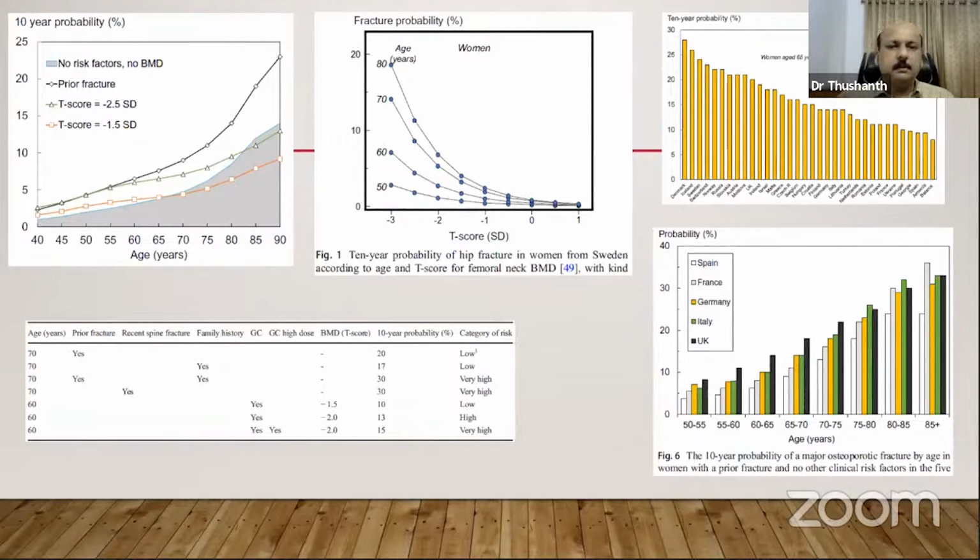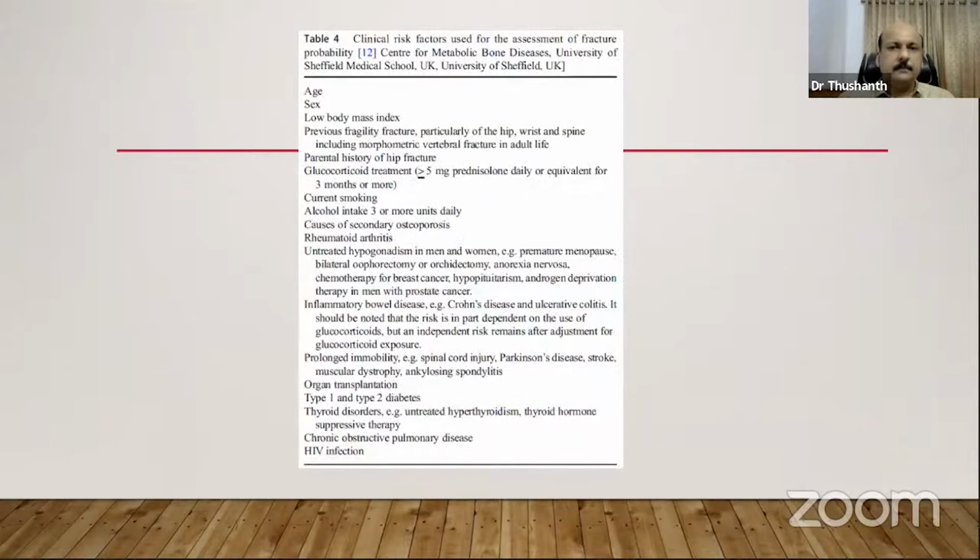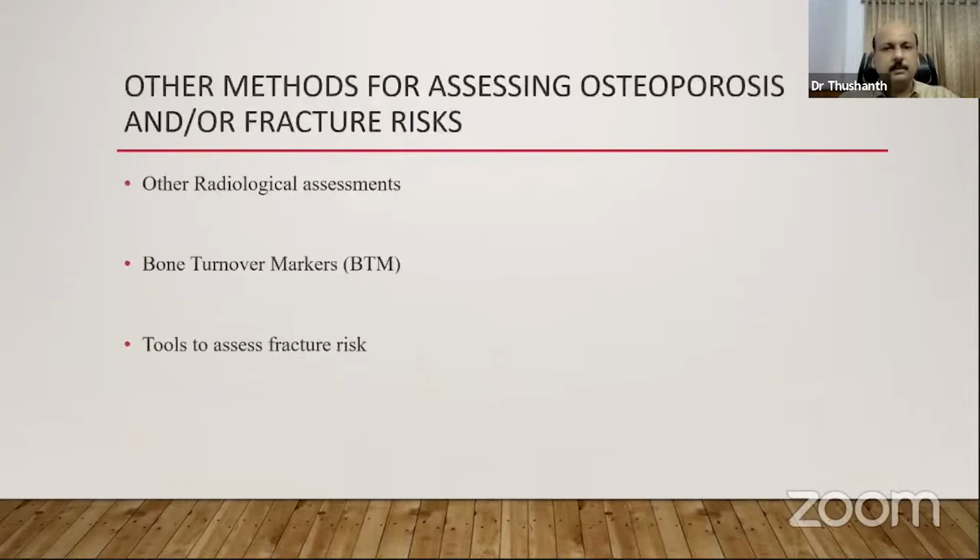So there are a large number of factors, not just the T-score, which is important. A large number of other factors like age, previous history of fracture, family history of fracture, glucocorticoid usage, the geographical location, the country, all these are important factors as far as the fracture risk is concerned. And these are the main risk factors which are associated with the fracture risk. Most of the things we already discussed. In addition to that, secondary causes like rheumatoid arthritis, untreated hypogonadism, inflammatory bowel disease, type 1 and type 2 diabetes, prolonged immobility, all these can be risk factors. So all these we need to take into account when we are assessing the fracture risk of a patient. T-score alone will not be enough in most of the patients.